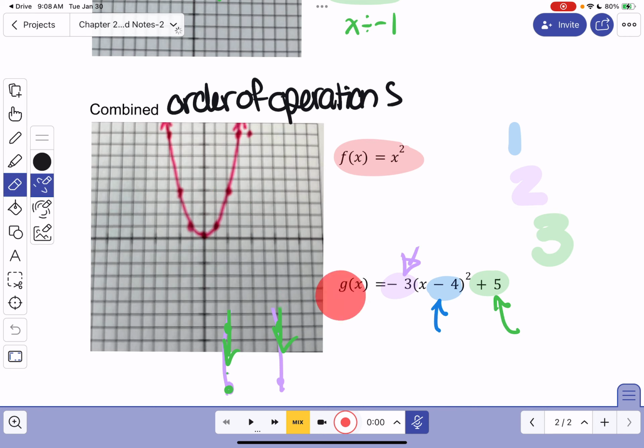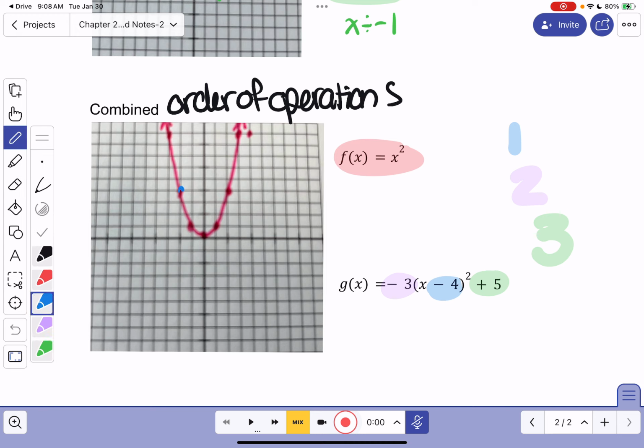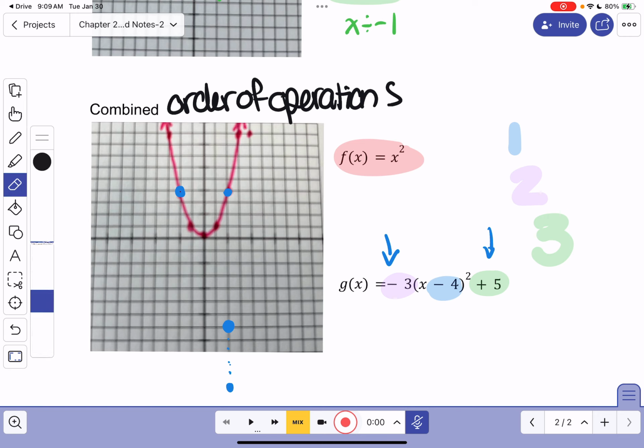The other option is to do it all at once. So I'm going to take this point right here, and I'm going to go right 4. Then I'm going to multiply by -3. Then I'm going to go up 5. And there's my final point. Then I'm going to do the same thing with this point. I'm going to go right 4, multiply by -3, and then slide it up 5. So that's my final point.